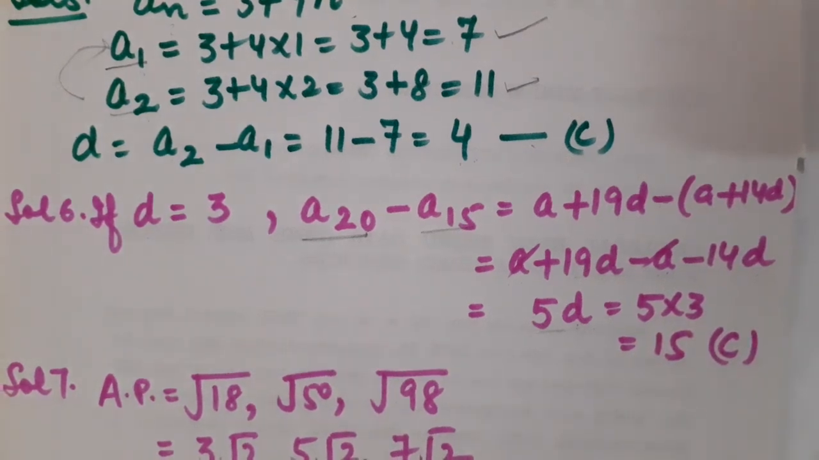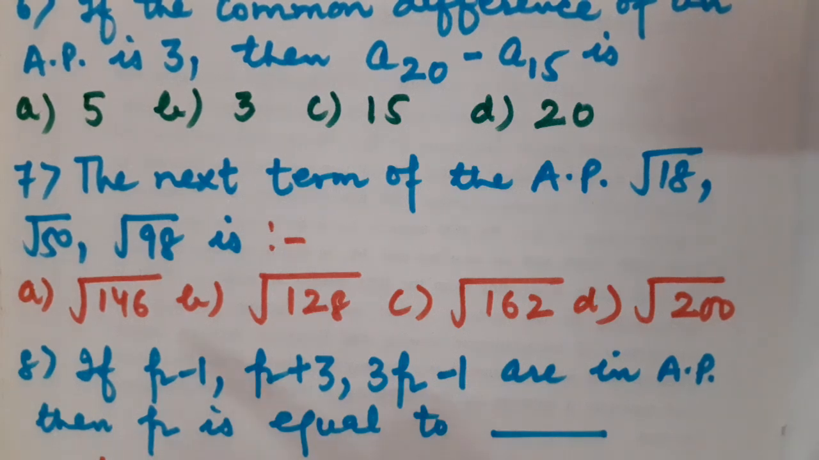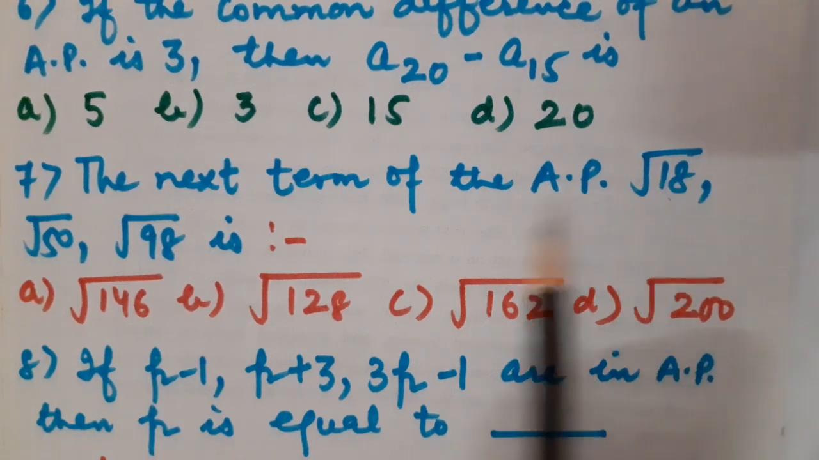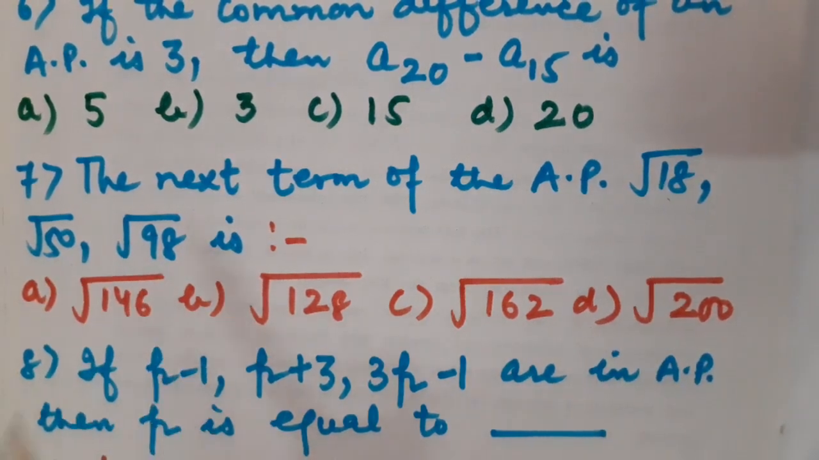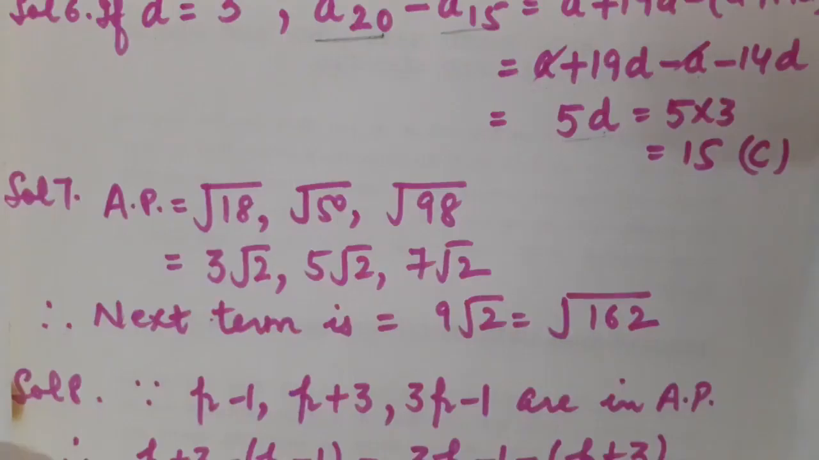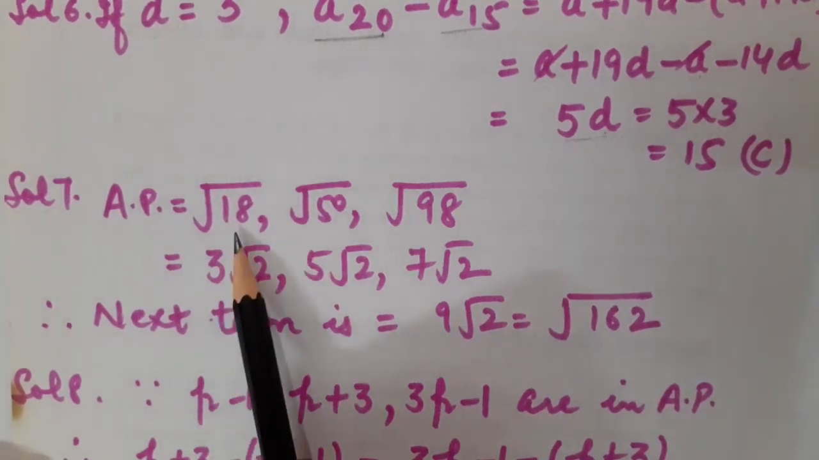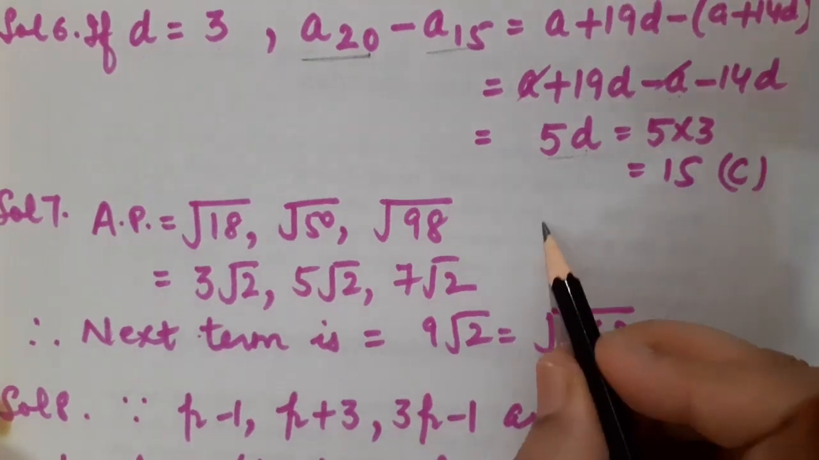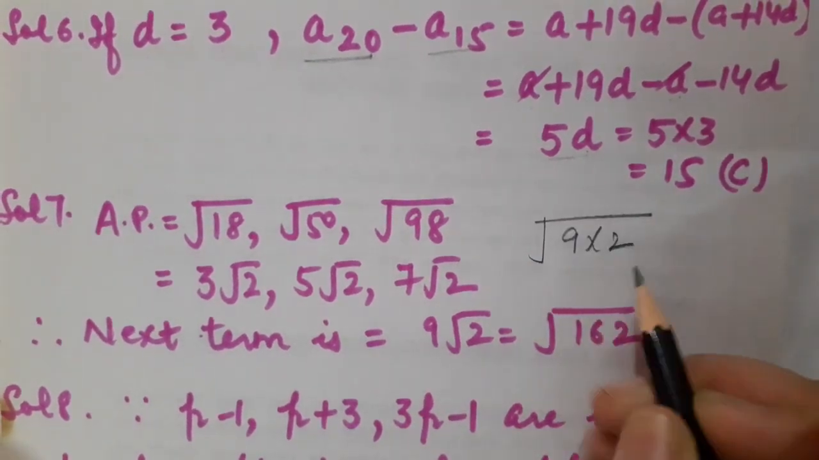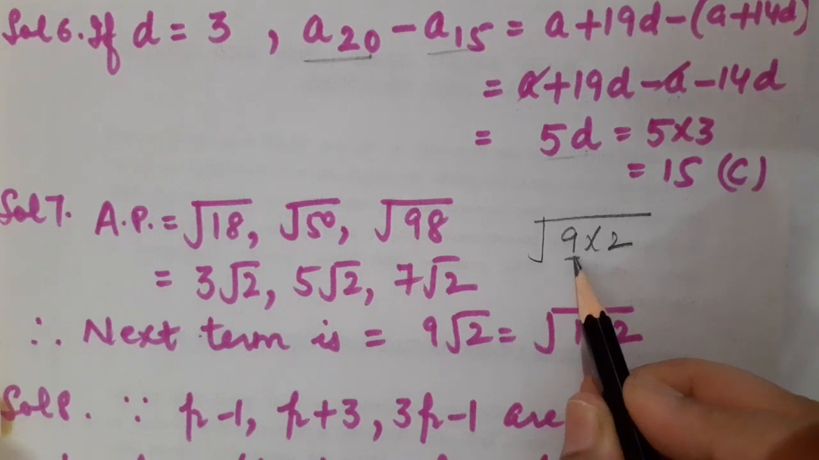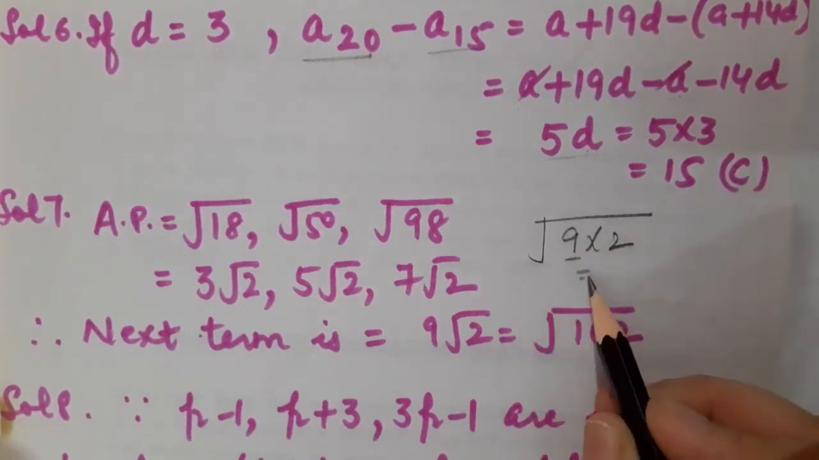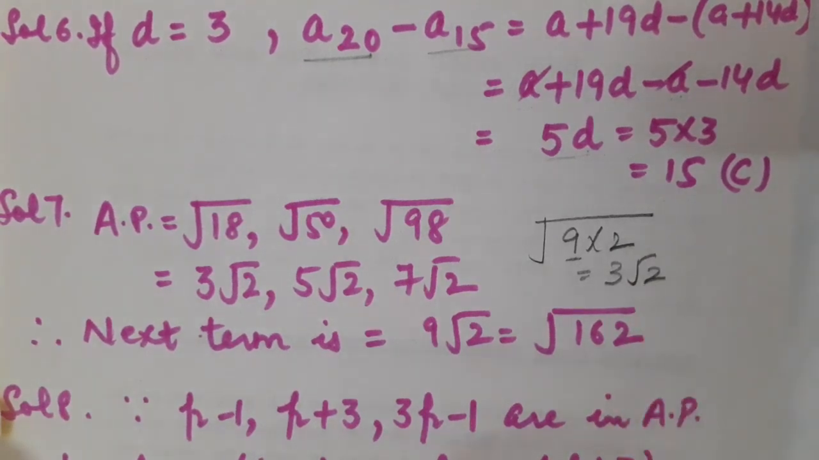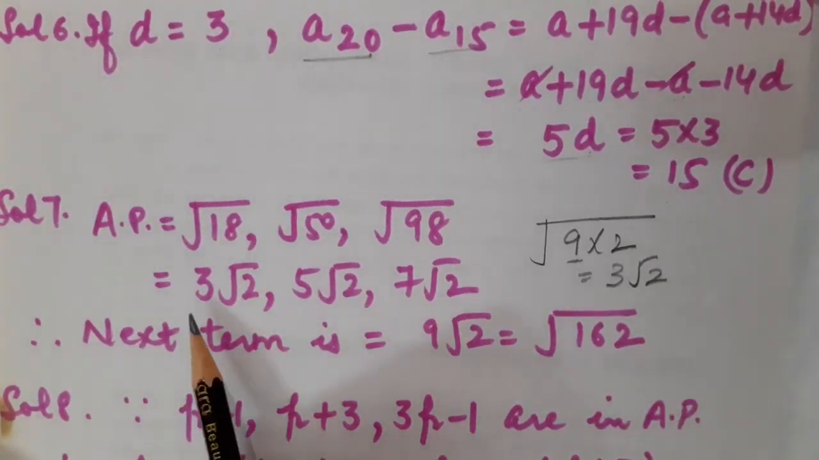C. Now the seventh MCQ is, you have to tell the next term of the AP, root 18, comma root 50, comma root 98. Here is its solution. Children, you know we can write root 18 as 3 root 2. How? Can I write root 18 as root of 9 into 2? Definitely 9 is a perfect square. It must come out from the root. It will become 3 and 2 will remain inside the root only. So it will be 3 root 2.